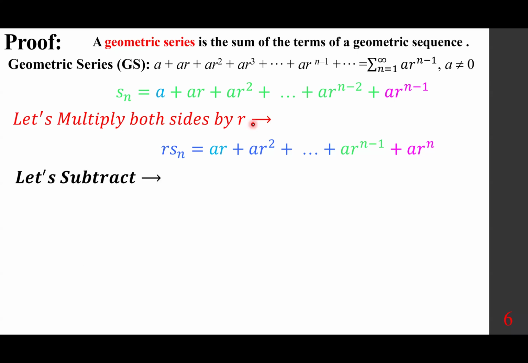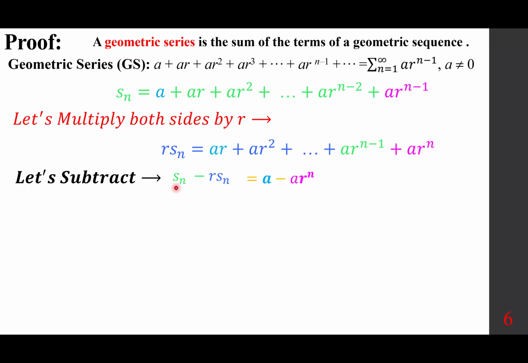Let's subtract. If we subtract this from this, notice this one minus this one. So everything cancels out. Remember, they are going to have a negative sign in front of each one, right? So if I put minus, a cancels out, ar squared cancels out, and all of them cancel out. This remains: a minus ar to the power of n. I hope you see that. Very straightforward.